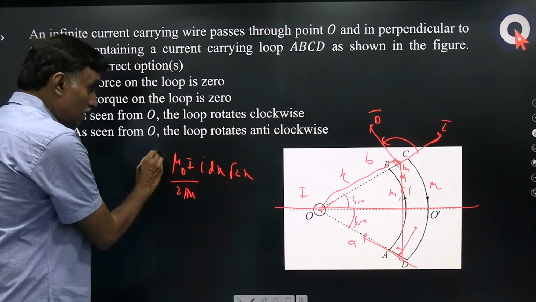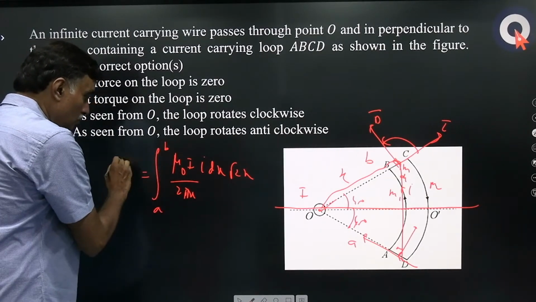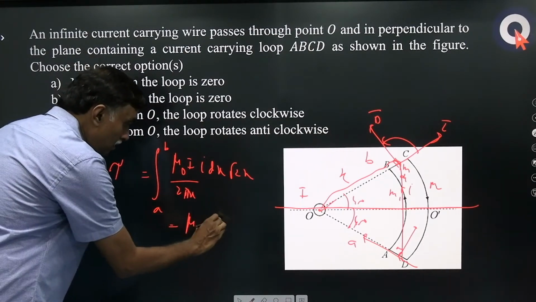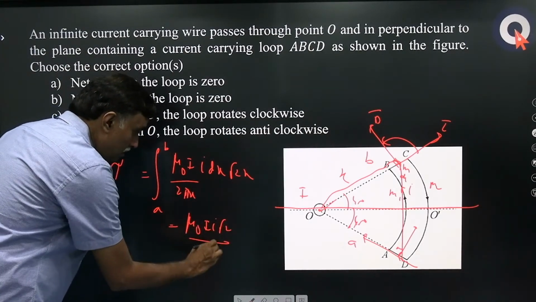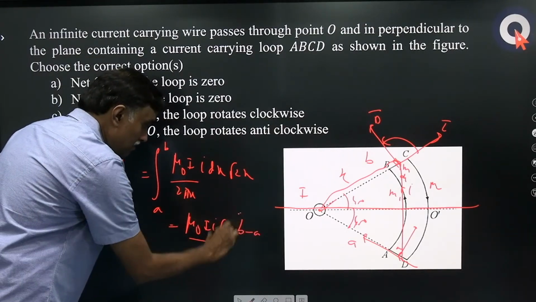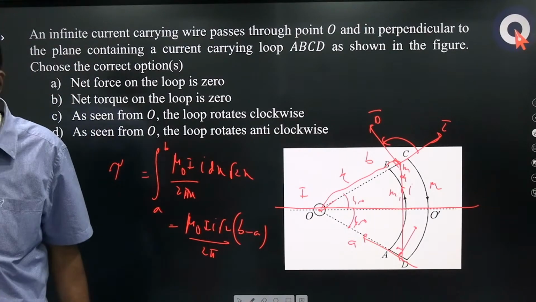How do you find the total torque? Integrate this as x varies from a to b, and you get the total torque. What is the total torque? Mu naught I i root 2 by 2 pi into dx, that is b minus a, that is the total torque. Followed? Any doubt?